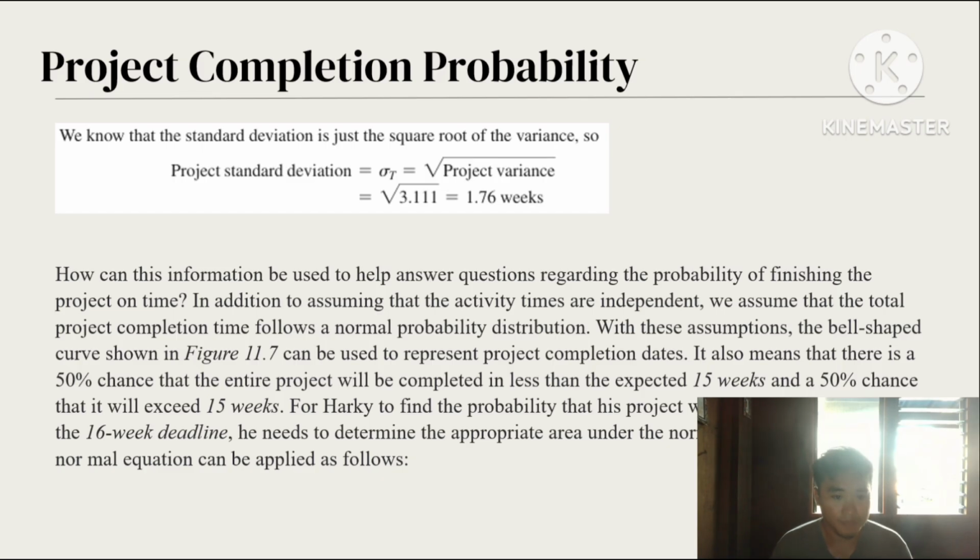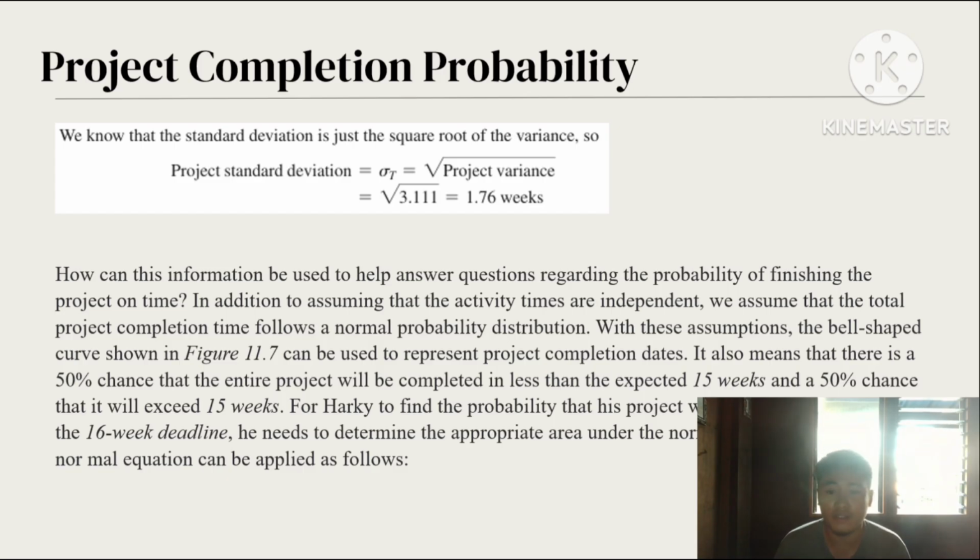So how can this information be used to help answer questions regarding the probability of finishing the project on time? In addition to assuming that the activity times are independent, we assume that the total project completion time follows a normal probability distribution. So it also means that there is a 50% chance that the entire project will be completed in less than the expected 15 weeks, and a 50% chance that it will exceed 15 weeks.